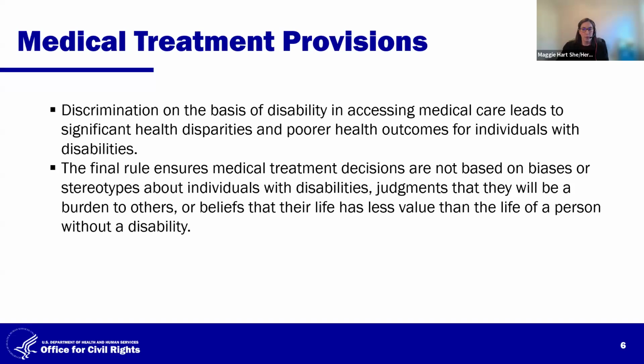Now, the rule at HHS strikes a balance between preventing discrimination and respecting the professional judgment of medical care providers. Right? We know that people have particular training and skills and knowledge to help others. And so, for example, where a medical provider has a legitimate non-discriminatory reason for denying treatment, then it would not constitute discrimination under the rule. The medical treatment provisions also address consent and the provision of information about treatment.